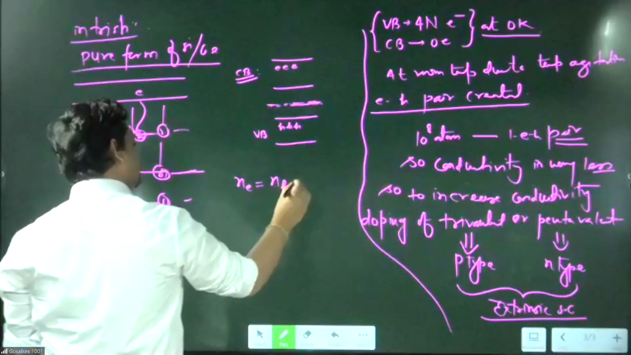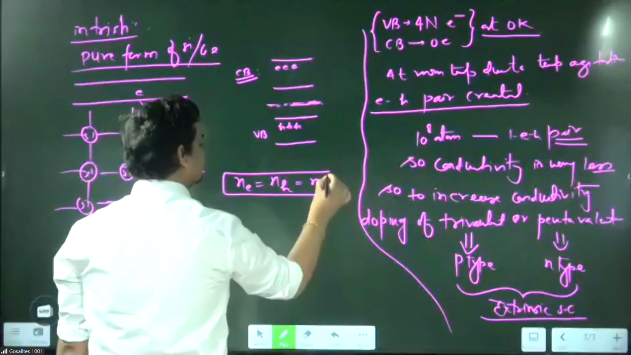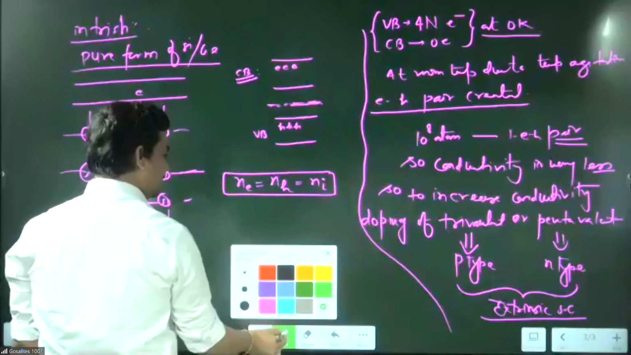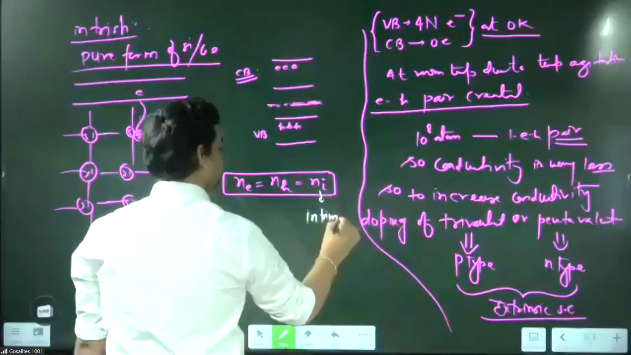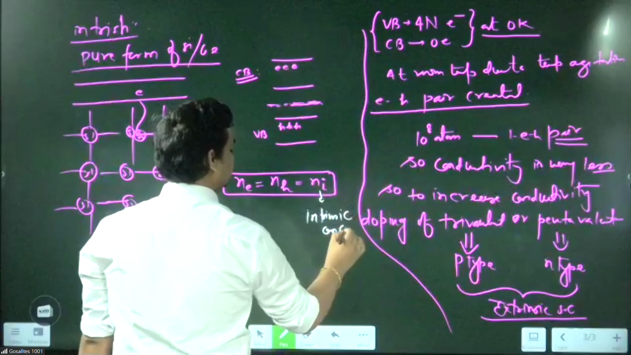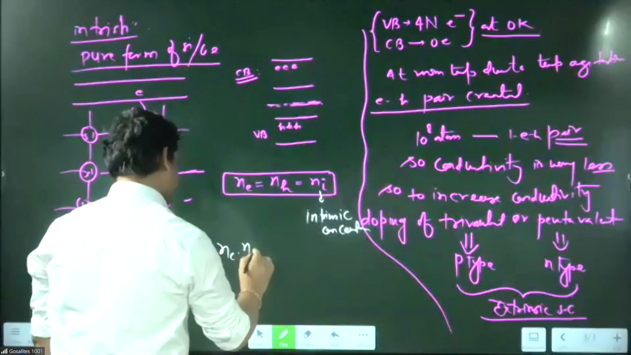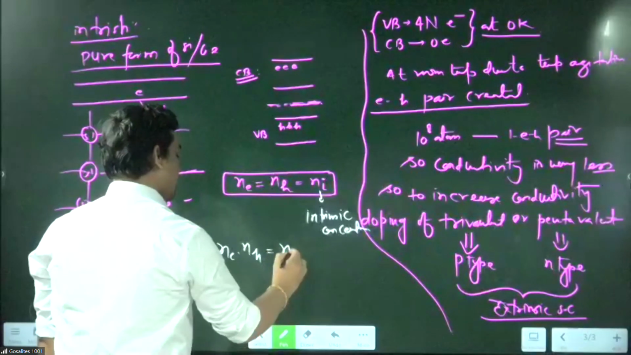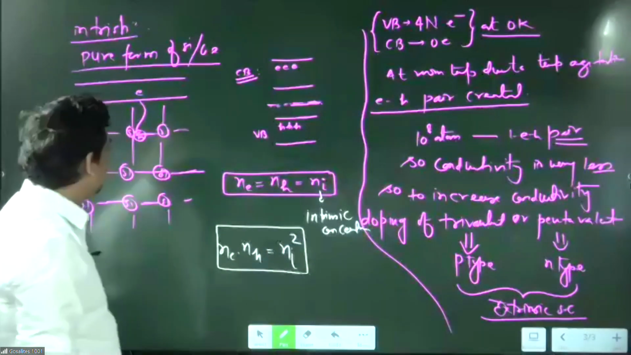We can say Ne equal to NH equal to this, which is known as Ni. What is the meaning of Ni here? That is the intrinsic concentration. Then we get Ne into NH equal to Ni into Ni, so it is Ni whole square that we will use in our questions.